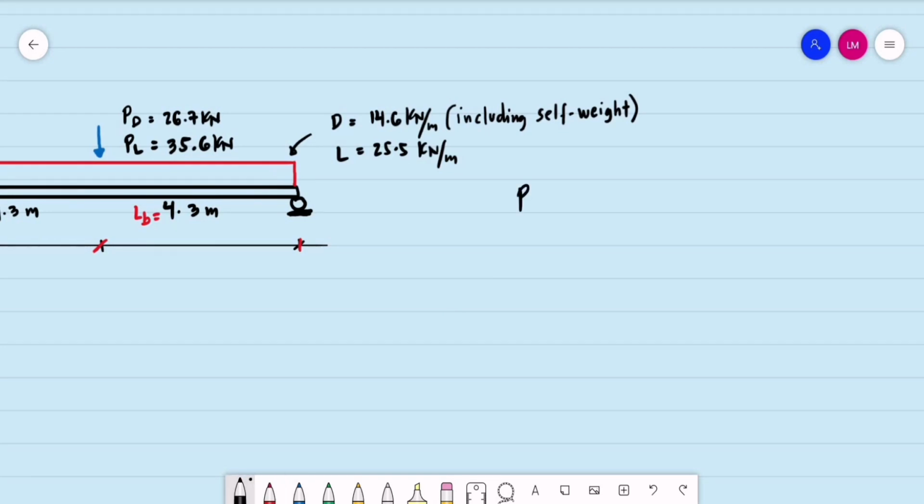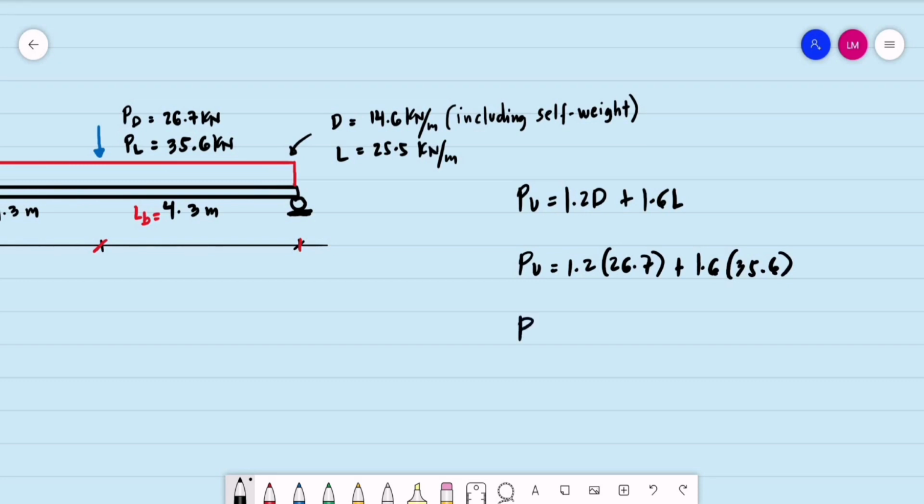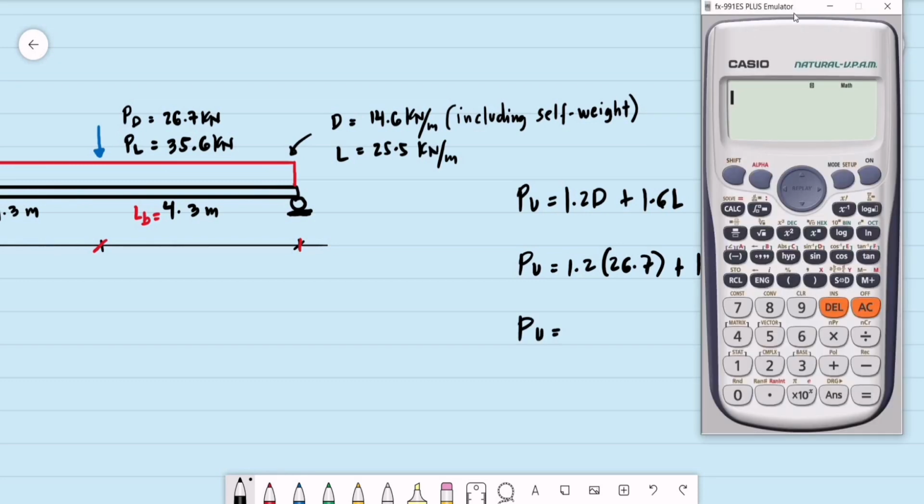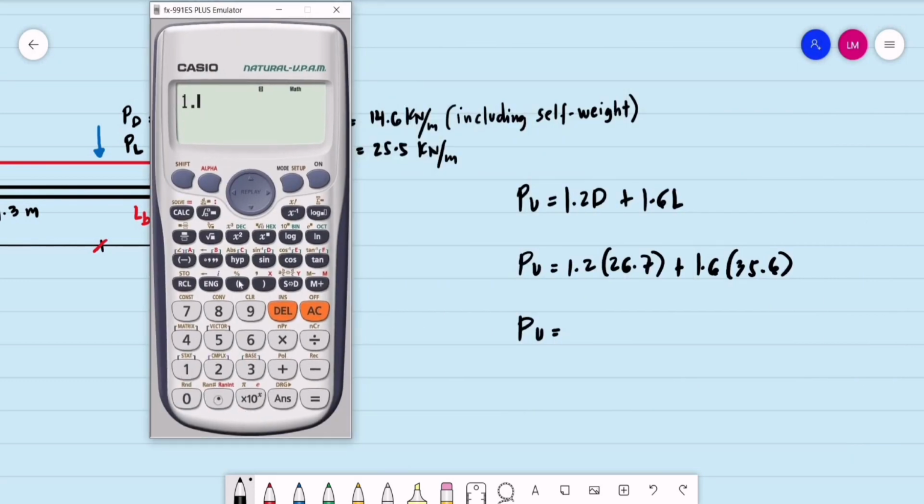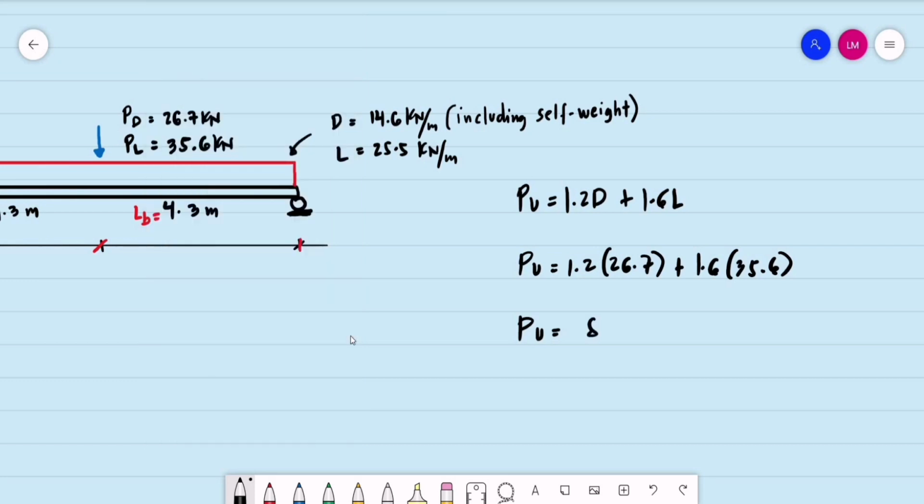So we have P sub U is equal to 1.2 of the dead load plus 1.6 of the live load. P sub U is equal to 1.2 of 26.7 plus 1.6 of 35.6. So this is P sub U equal to 1.2 of 26.7 kilonewtons plus 1.6 of 35.6. That is equal to 89 kilonewtons.